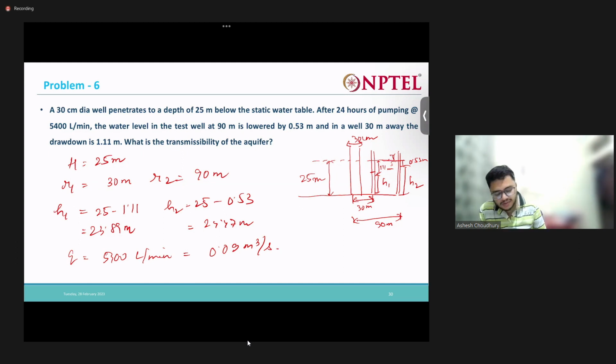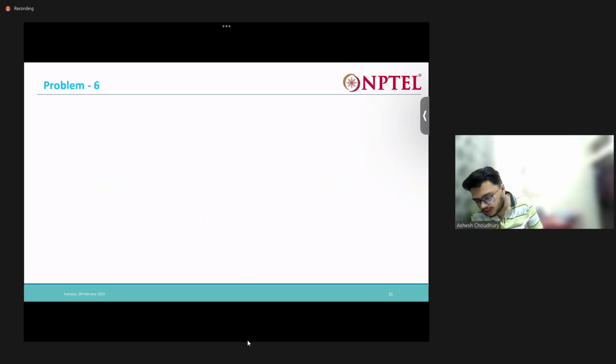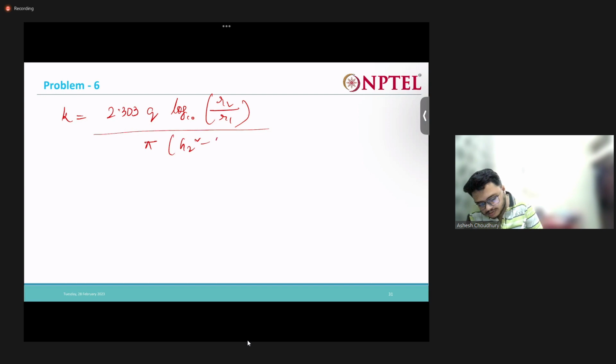So now if we remember the expression that we got for permeability, it is nothing but k equals 2.303 q log 10 of r2 by r1, divided by pi times h2 square minus h1 square. Now you have the q value, the steady state discharge, it's given to you. R2 you have, R1 you have, h2 is known to you, h1 is also known to you. So if you just put all the values, we can get the value of our coefficient of permeability.